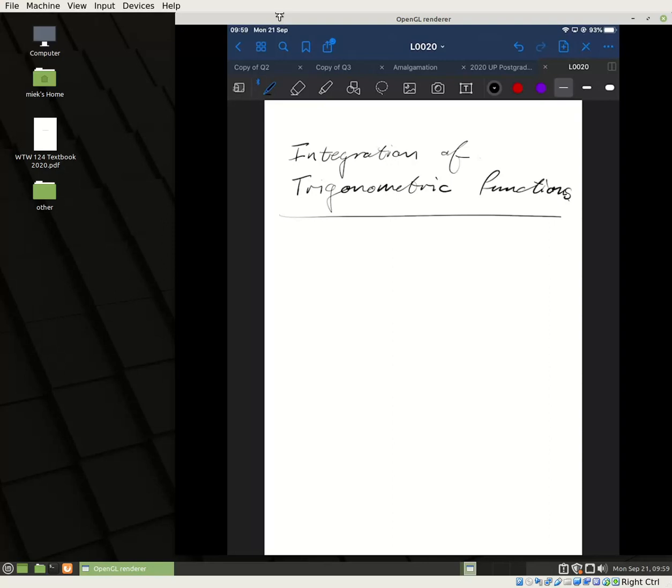Okay, so now we move on to a new section on the integration of trigonometric functions. So for example, what we want to do is we want to be able to evaluate integrals like the following one: cosine cubed x times sine to the 6x dx, and you could give it a try, but it might not work.